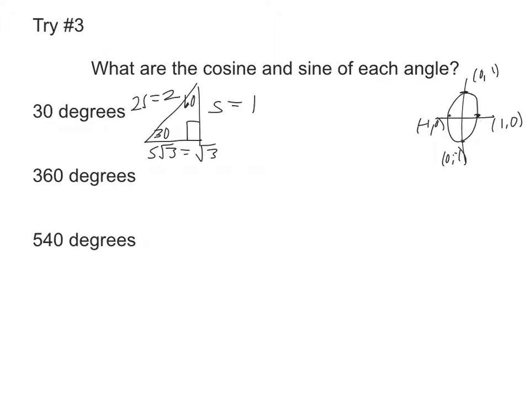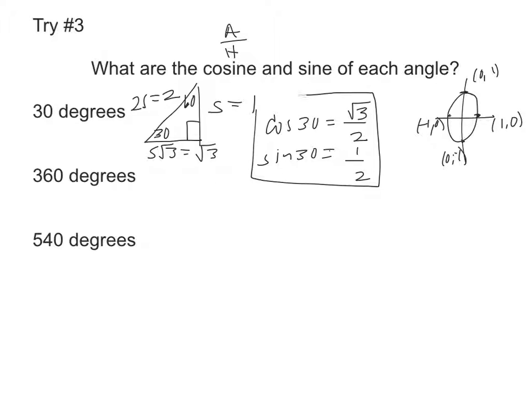So if I want to find the cosine of 30, it is going to be adjacent, again, over hypotenuse. So the adjacent side is square root of 3 over 2, which is the hypotenuse. The sine of 30 is the opposite, which is 1, over the hypotenuse, which is 2. So sine of 30 equals 1/2.